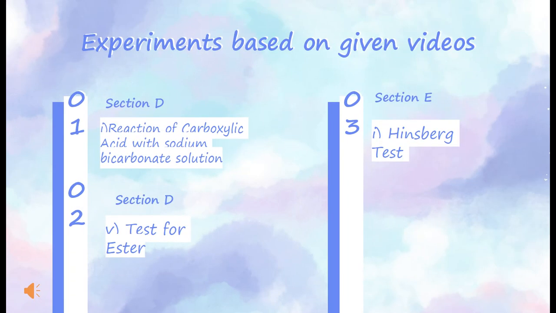So there are a few experiments that I've recognized based on the given videos. The first one is from section D, the reaction of carboxylic acid with sodium bicarbonate solution. The second one is section D, the test for the ester. And the third one is section E, the Hinsberg test for amines.